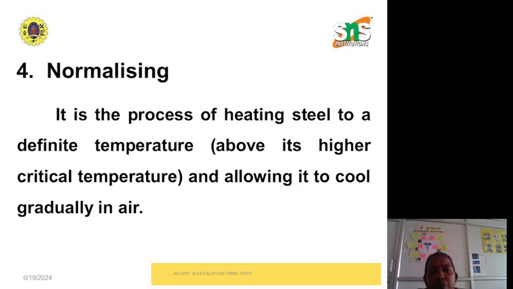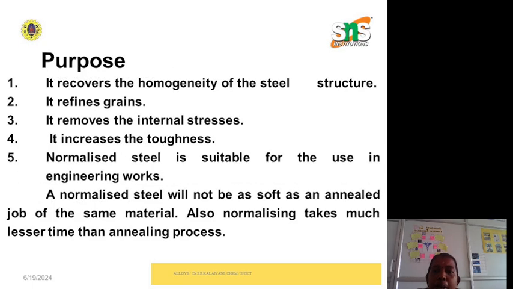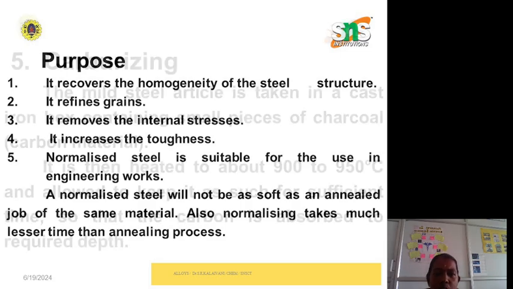But in the case of the quenching process, cooling is done with the help of water or brine water or oil. The main purpose of normalizing is it recovers the homogeneity of the steel structure, it refines grains, it removes the internal stresses, it increases the toughness. Normalized steel is suitable for use in engineering works. So, a normalized steel work will not be as soft as an annealed job of the same material. Also, normalizing takes much less time than the annealing process.